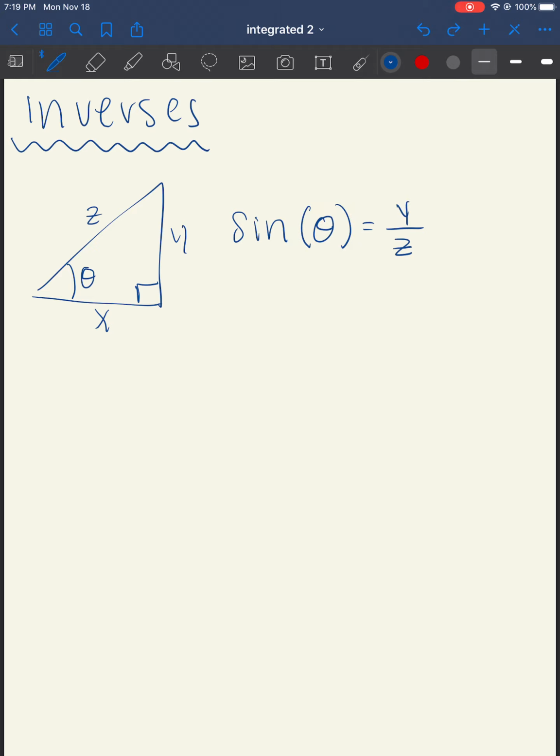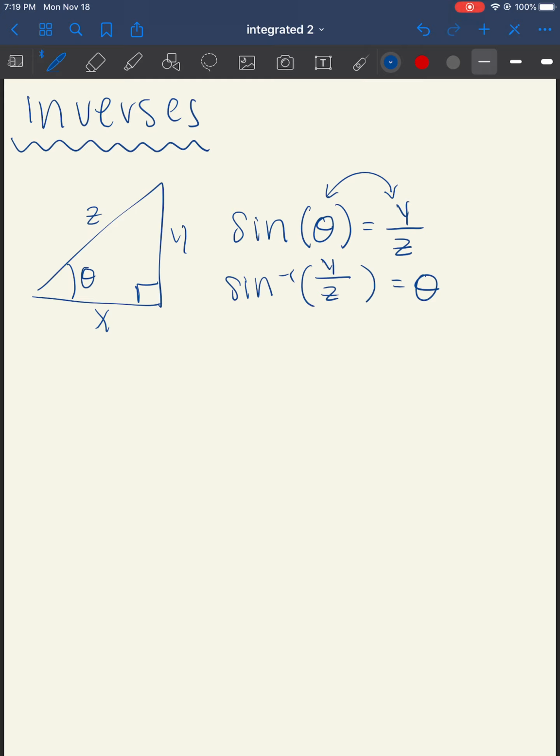What inverse sine means is just basically flip-flopping these two. So if you have inverse sine, which is that kind of exponent looking thing, that's what it means. Inverse sine of y over z equals theta, which is your angle.